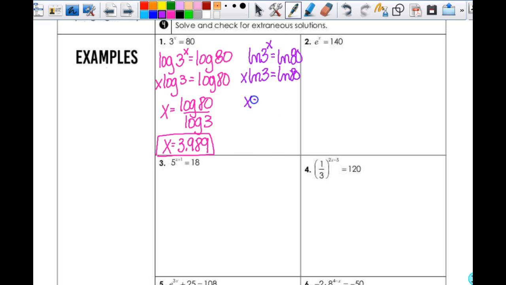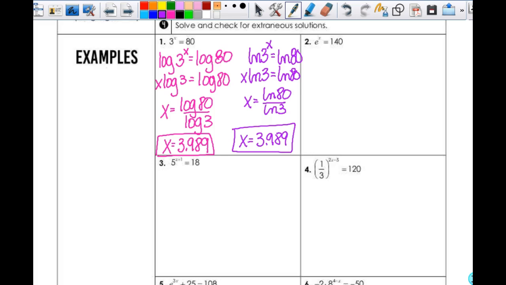The same process, x equals the natural log of 80 divided by the natural log of 3. So type that in, see what you get. The natural log button's right next to the log button, right? You get the exact same answer, or at least you should. So make sure you're pushing the buttons so you know you can get the right thing here. You get the exact same thing either way.